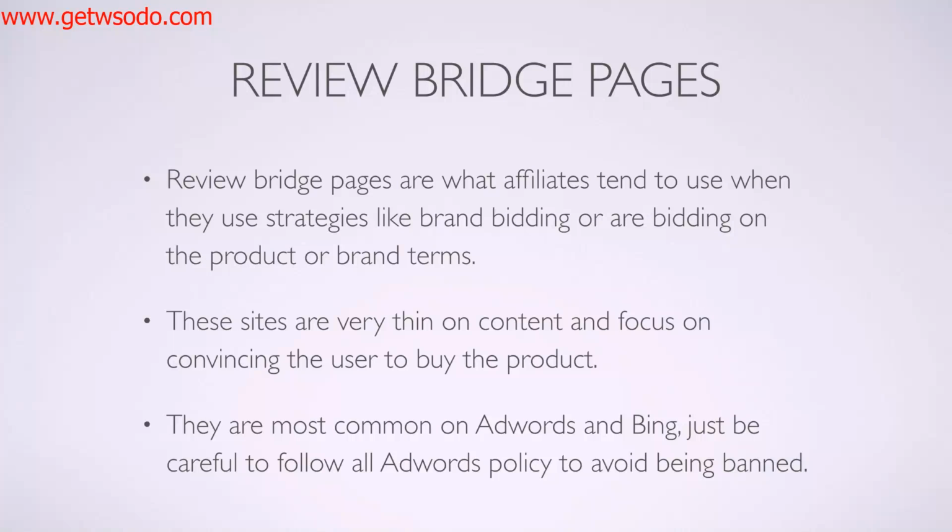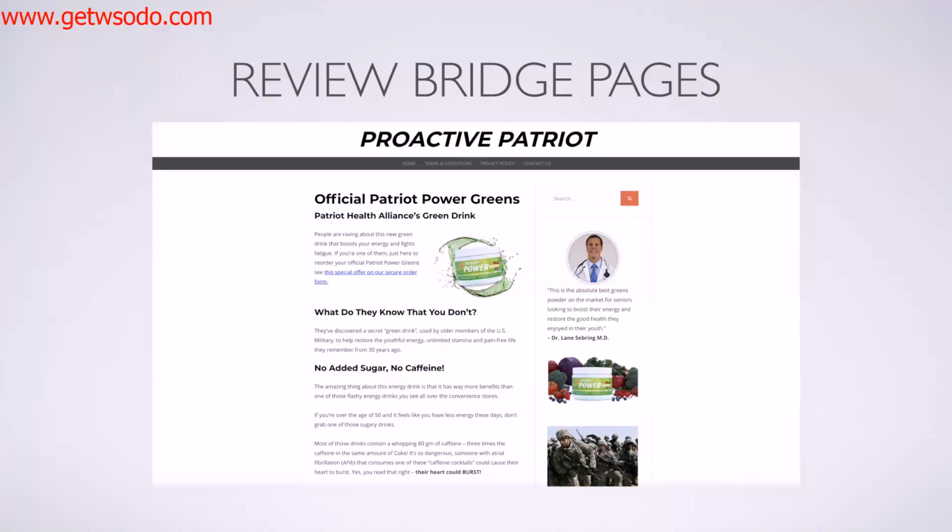They're very common with affiliates who are using strategies like brand bidding or are bidding on product or brand or even competitor navigational terms, simply because they know what the user is already looking for. They're not trying to convince them to buy something. If the user is searching for that product or item, they're trying to buy it. So the review page is not only going to help them get back to where they can purchase it, but it may offer a coupon or some type of review where it's enticing the user to continue through and purchase. So they are very thin on content, and they do focus on convincing the user to buy the product, as I said. And here's an example of a review bridge page.